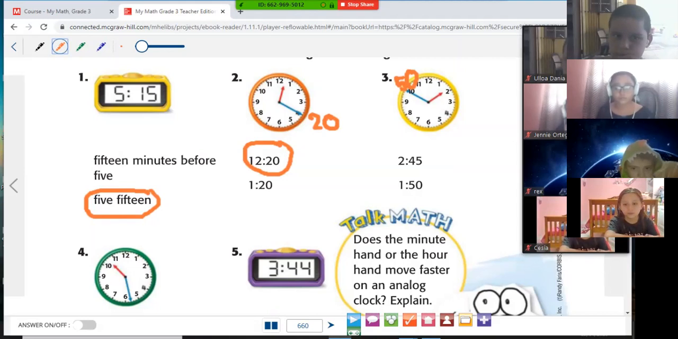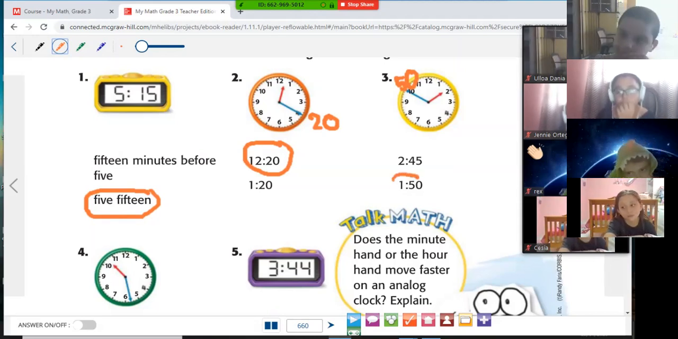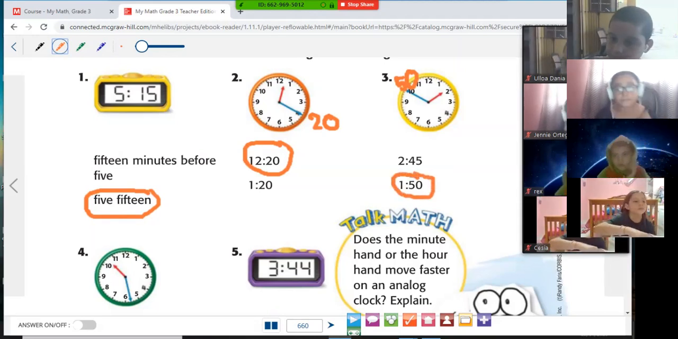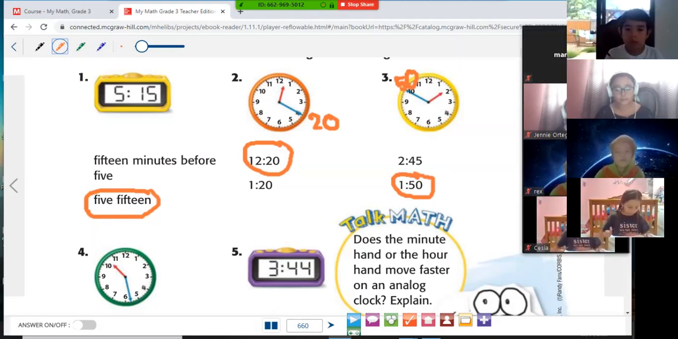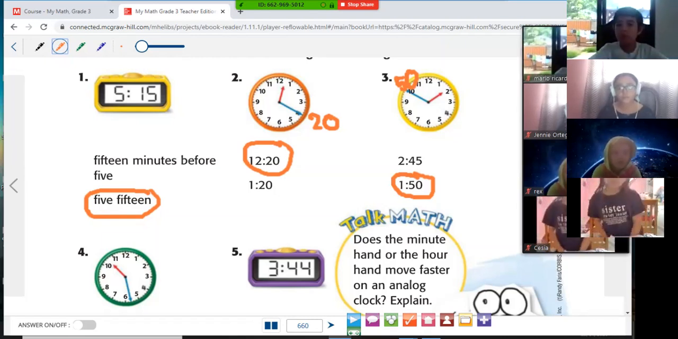But the shorthand is near number 2. I'm sorry, I didn't explain this to you. The shorthand is near number 2. It's not 2 yet. Do you remember? So it is 1:50, okay? The correct answer is 1:50. Remember, we skip count by 5s. When the longhand is on the number 10, 50 minutes have passed. So it is 1:50, okay?